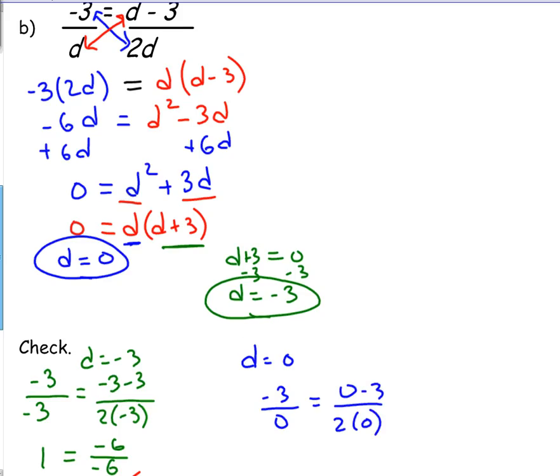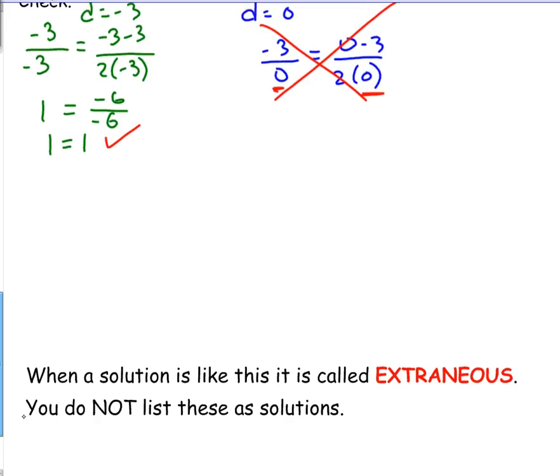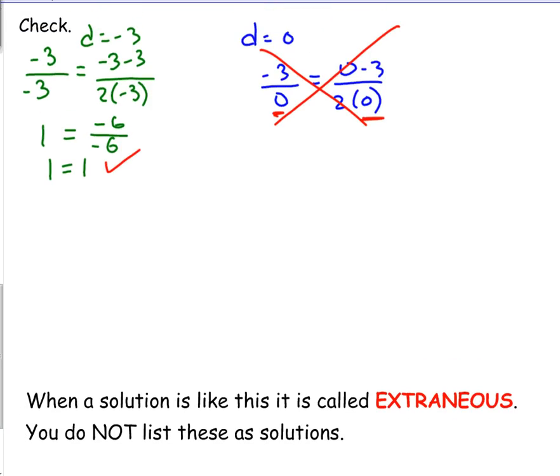Now, this should be raising some red flags because we can't divide by 0, right? That gives us an undefined solution. So that doesn't work. We actually have a specific word for what this is called. When a solution is like this, it's called extraneous. So we don't list this as a solution. Extraneous means that it doesn't work. So we can't use that solution. So in this case, d equals 0 was our extraneous solution. So d equals 0 didn't work. So in this case, our only solution would be d is equal to negative 3.